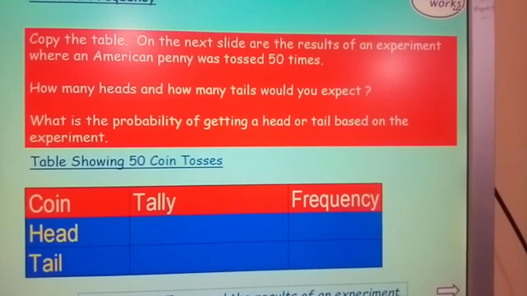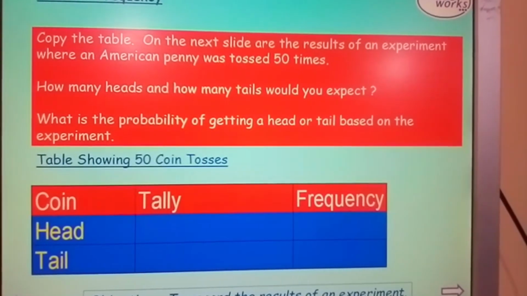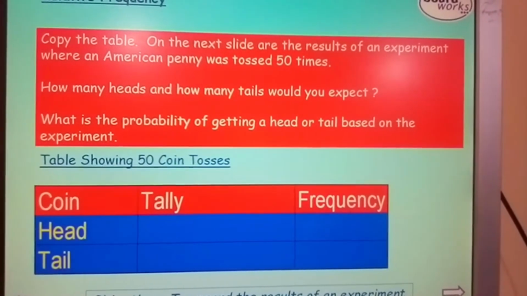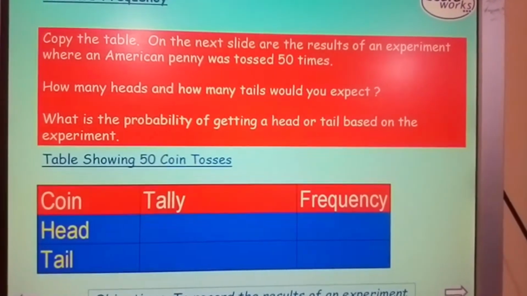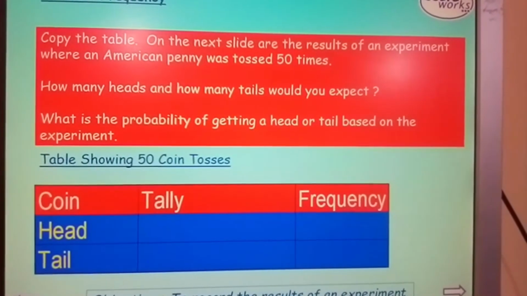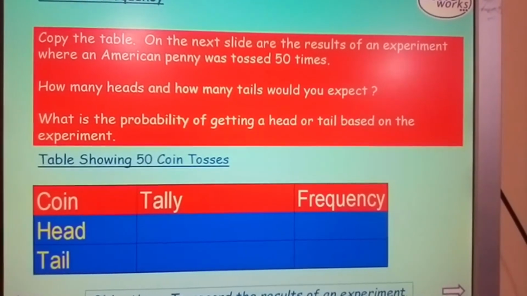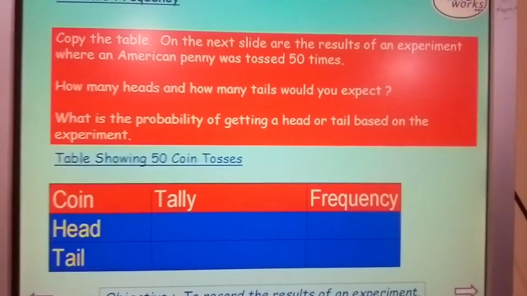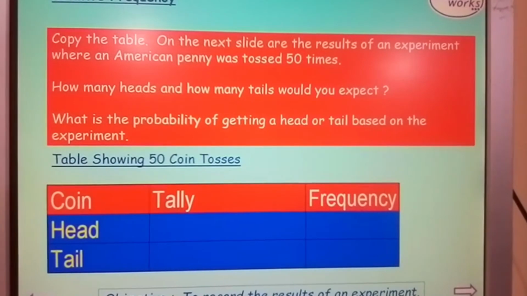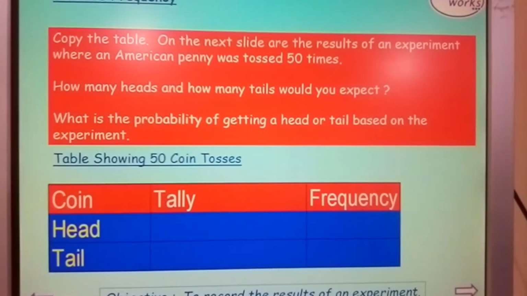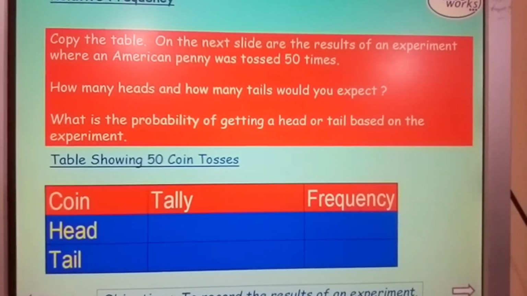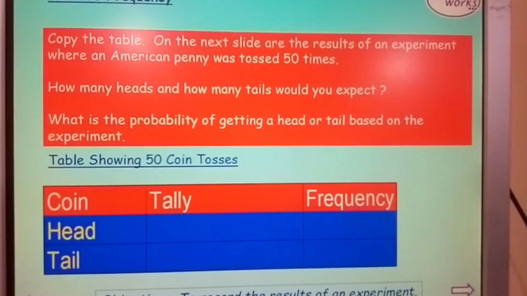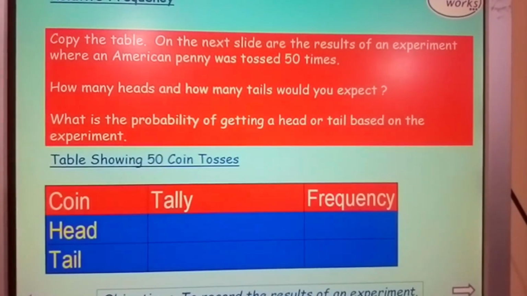Now, relative frequency. Copy the table on the next slide. These are the results of an experiment where an American penny was tossed 50 times. How many heads and how many tails would you expect? What is the probability of getting a head or tail based on the experiment? Table showing 50 coin tosses. Coin, heads or tails, tally, frequency. Let's have a look at that.